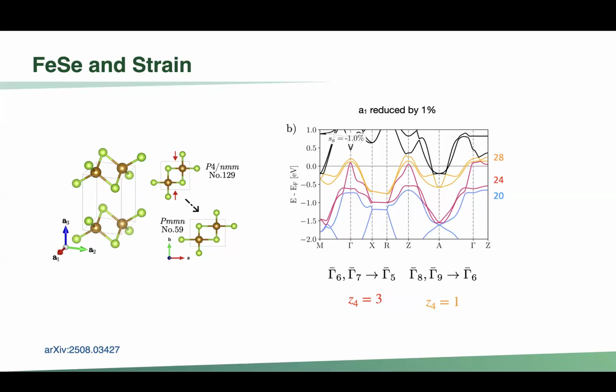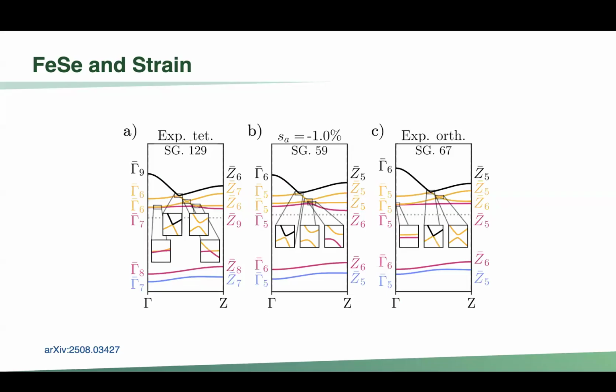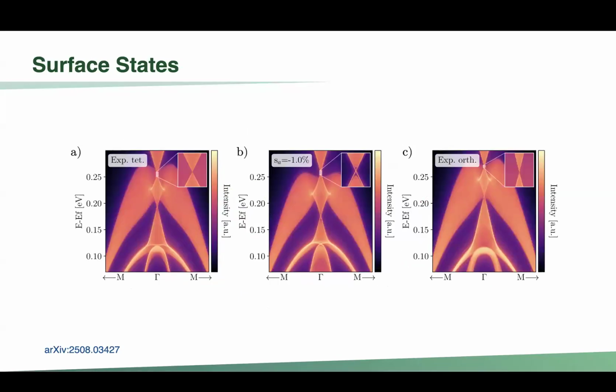For this gap here, we can induce a C43 topology, which is a strong topology, and above, for these ones here, again, we can induce a C41 topology, which is again a strong topology. So by breaking these symmetries, we can induce a topology in iron selenide. The experimental tetragonal is not topological. By inducing a strain of 1%, we can open several gaps that in the experimental orthorhombic are not that many. And if we look at the surface, we can see these surface states that are topological.